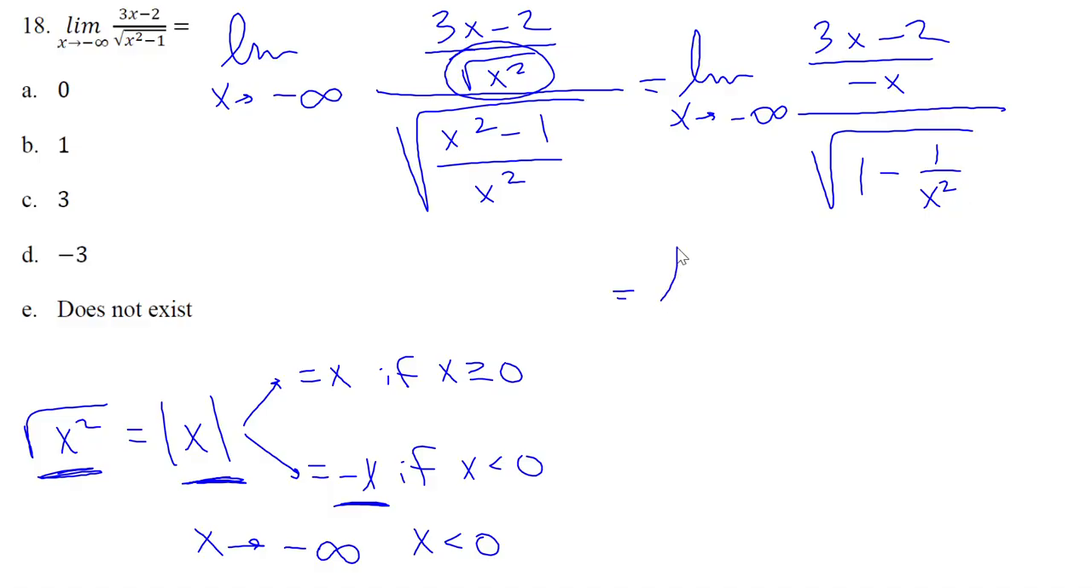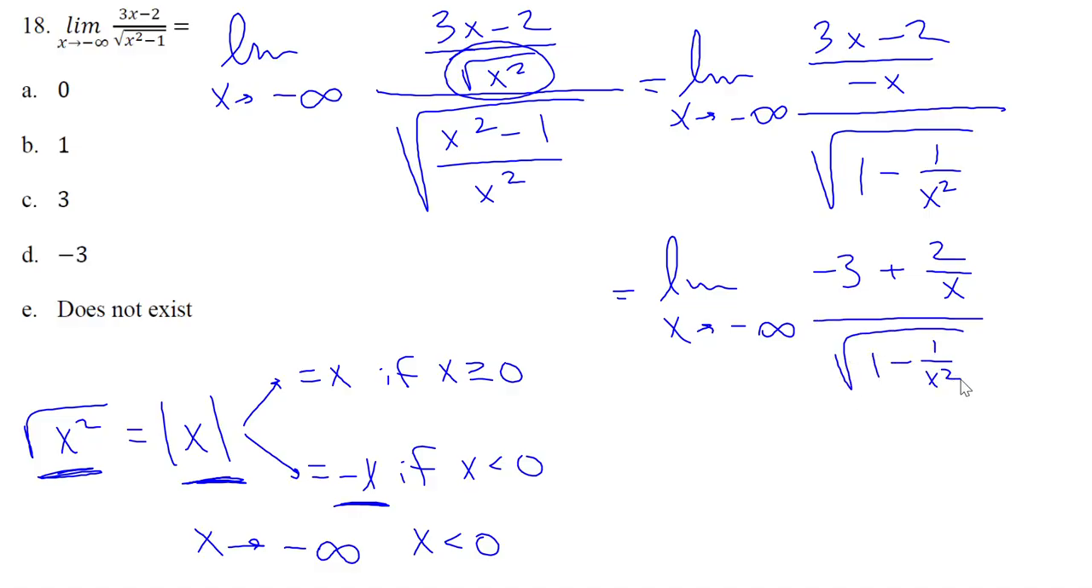And so we just get a limit as x approaches negative infinity of 3x over the opposite of x is negative 3, and negative 2 over negative x is plus 2 over x, all over root 1 minus 1 over x squared. As I put in negative infinity to this, the 2 over x is just like 0, and the 1 over x squared is like 0. So we have negative 3 over the square root of 1, which is negative 3.